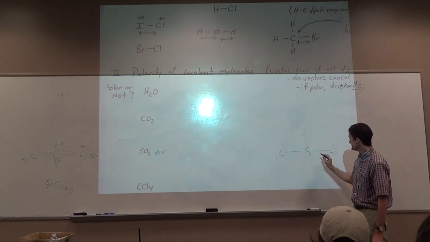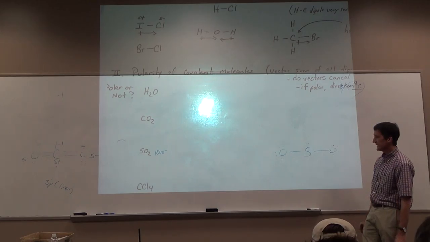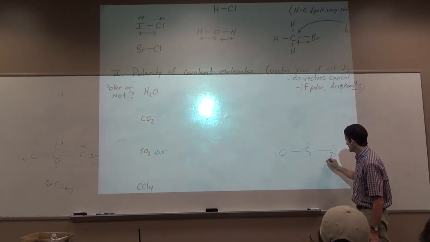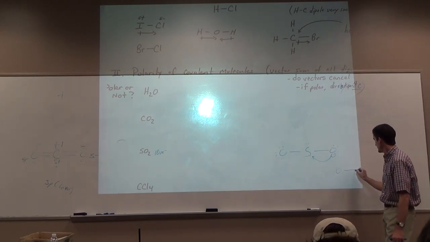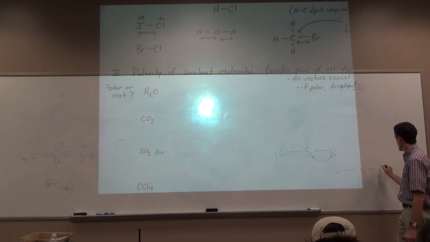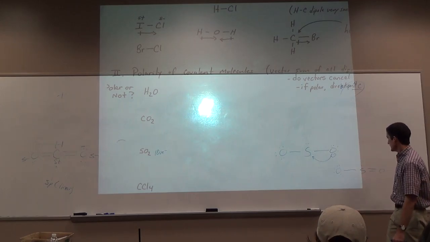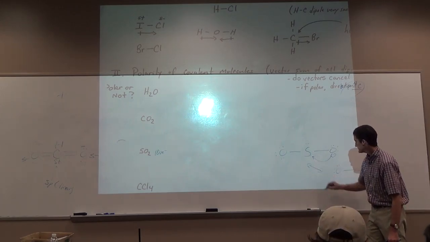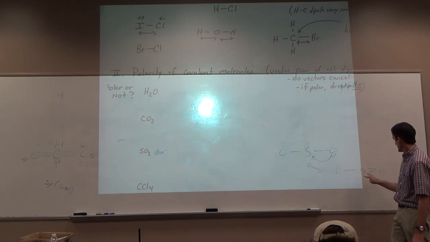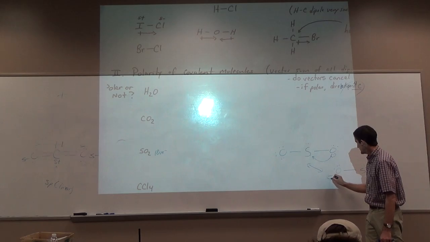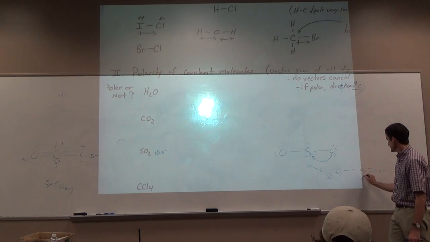Where do I have to put them? Sulfur. Does sulfur have an octet? No, so I'm going to ask this oxygen to bond. And I can show this. This is a resonance structure. Sulfur has an octet: 2, 4, 6, 8. Everything has octets. Oxygen is minus. The formal charge of sulfur is plus.